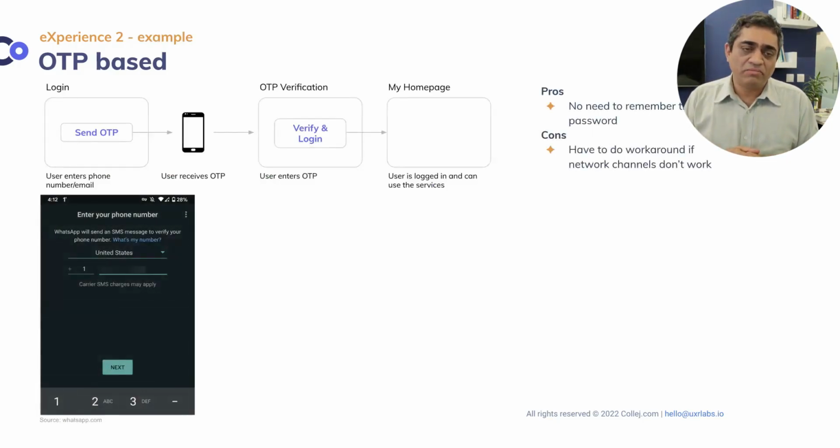One of the most famous OTP-based logins is WhatsApp, and that's a really awesome way to do it. The pros are obviously that you don't need to remember your password. You can use this again and again, and it's fairly easy to use. However, if your phone network was down or your email was down, you would be in trouble. You would not be able to access in a timely manner. So that's something you would need to think about.